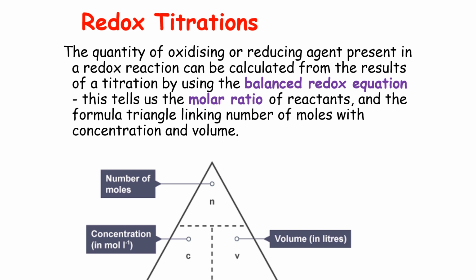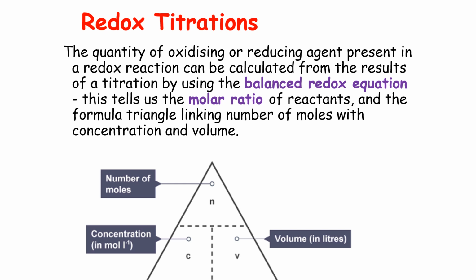Okay, so today we're going to continue with redox titrations. You've carried out your practical for this, the redox titrations that we did on Monday, and now we're going to look at how we calculate the concentration of our unknown from that. So the whole purpose of this is that the quantity of oxidizing or reducing agents present in a redox reaction can be calculated from the results of your titration.